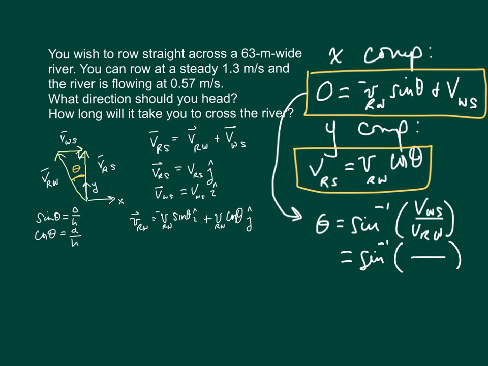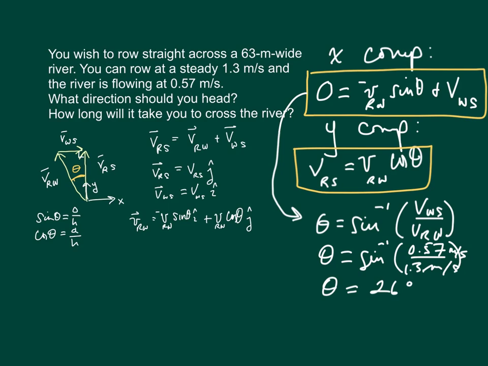So the water speed is 0.57 meters per second, and the speed of the rower is 1.3 meters per second. And if you put that into your calculator, I think you'll find our theta comes out to be 26 degrees. Now this kind of makes sense, knowing the relative lengths of these two vectors, which we tried to draw in proportion here. Having this angle theta be about 26 degrees makes sense.